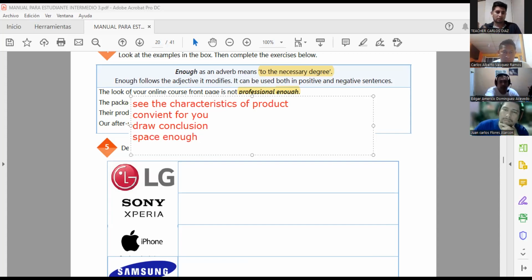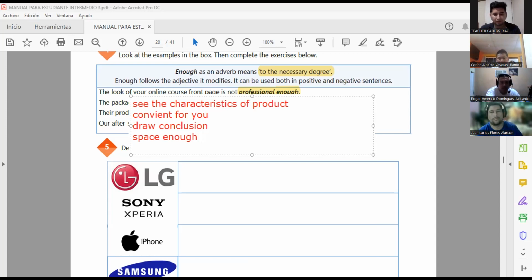Why? Because maybe you are going to download videos on your cell phone. You are going to register numbers. So you need a space enough. Pictures, videos. You need a lot of capacity, space enough to accommodate all that information in your cell phone. Do you understand?